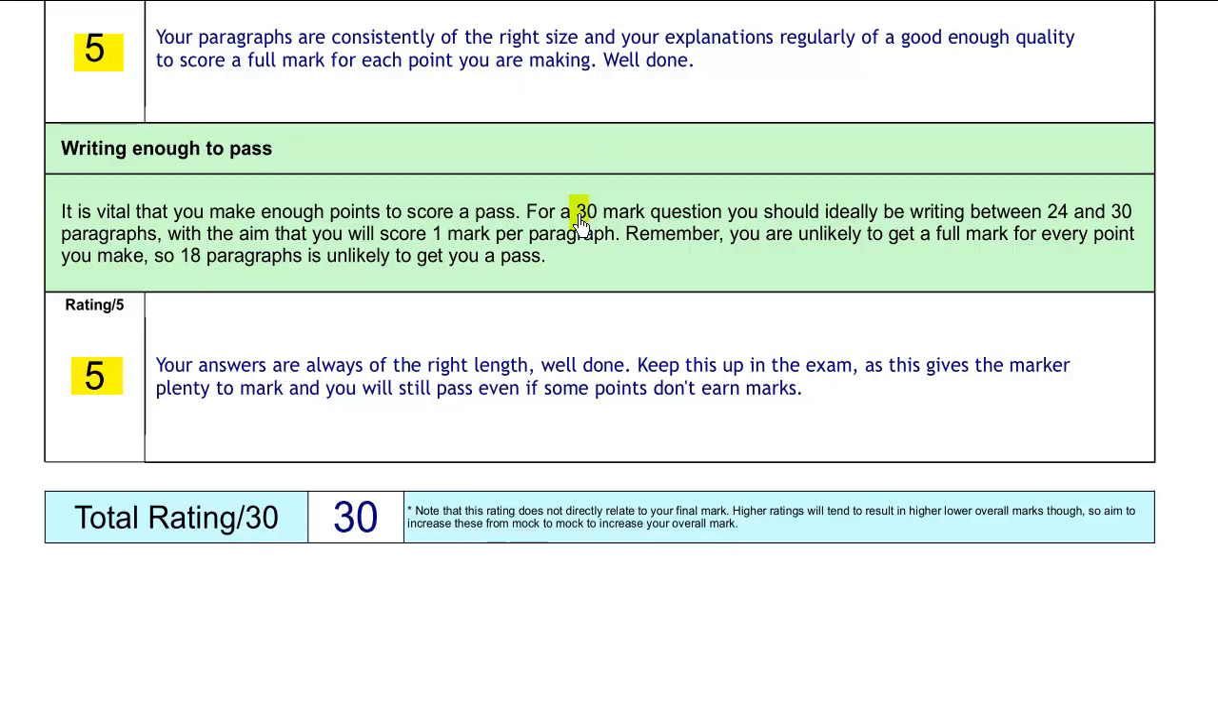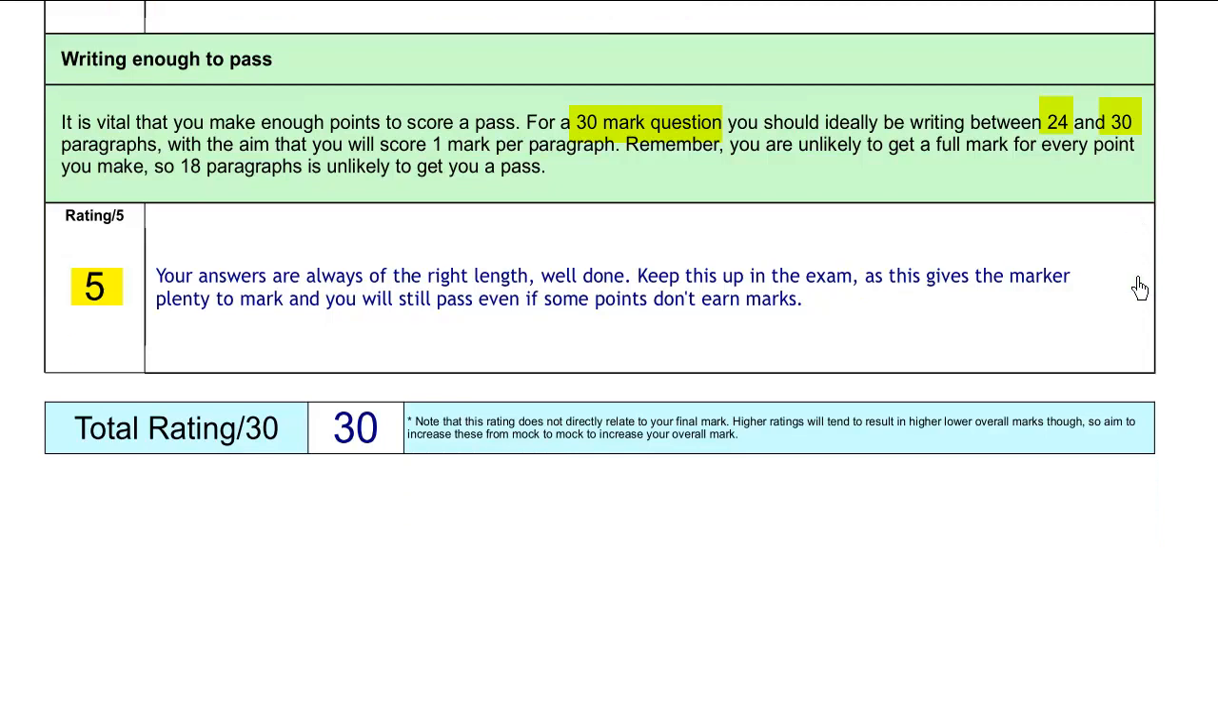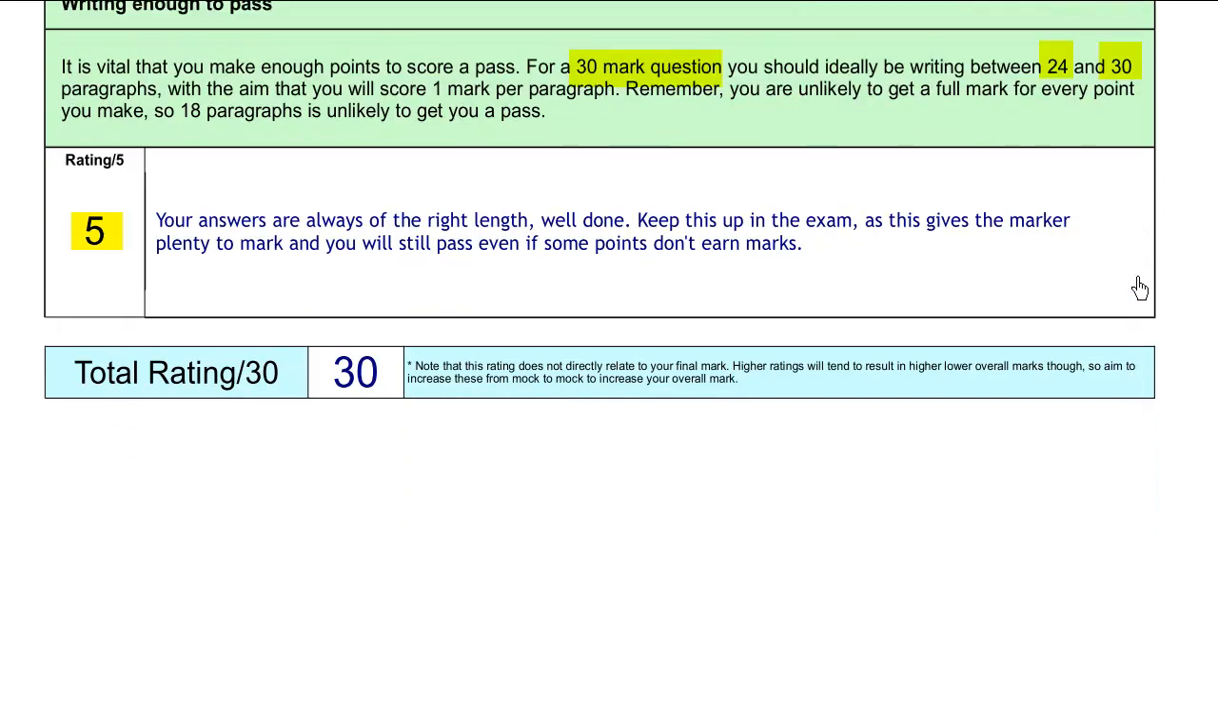A 30-mark question would be, well, about 24 is what most people will be going for, and that's okay. If you can get it up to 30, which is where the prize winners are, you're in a really strong position because there's just more points to mark. You've made more points, and so remember, as the examiner says, it is quality, not quantity, but if you get quality and quantity, you will be scoring more marks overall. Okay, so 30 marks in total there.